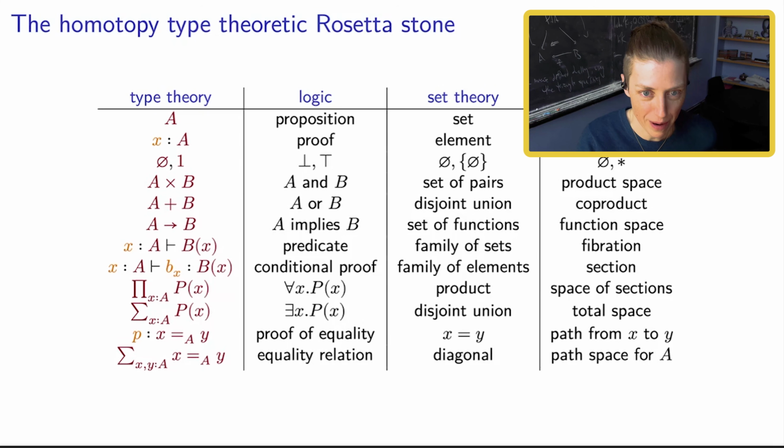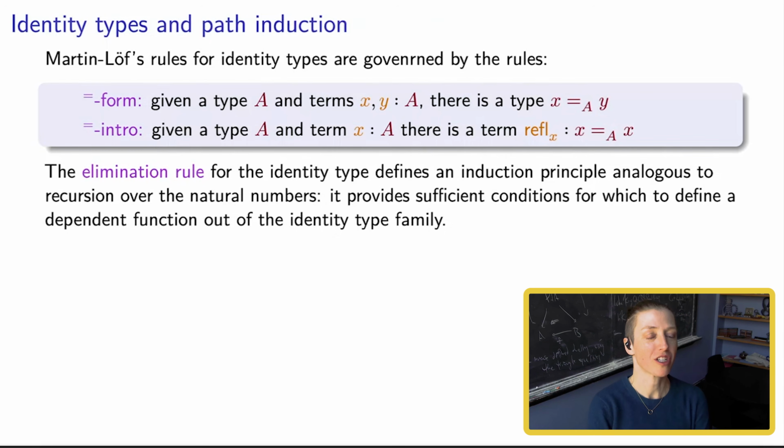Okay, so let me say more about identity types, which are sort of the richest part of this story. The rules of identity types in homotopy type theory go all the way back to Martin Löf. So these were written down over 50 years ago. And here they are. So the formation rule says that if I'm given any type A and any terms x, y of type A, there is a type x equals y.